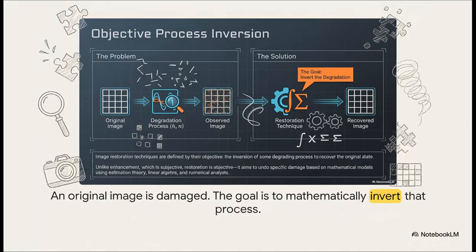And this is what that process looks like. You start with the clean, original image on the left. Then, some kind of degradation process, that's our criminal act, messes it all up. What we're left with is the observed image in the middle. Our job as detectives is to use our mathematical toolkit to reverse that damage and hopefully get back to something really close to the original.